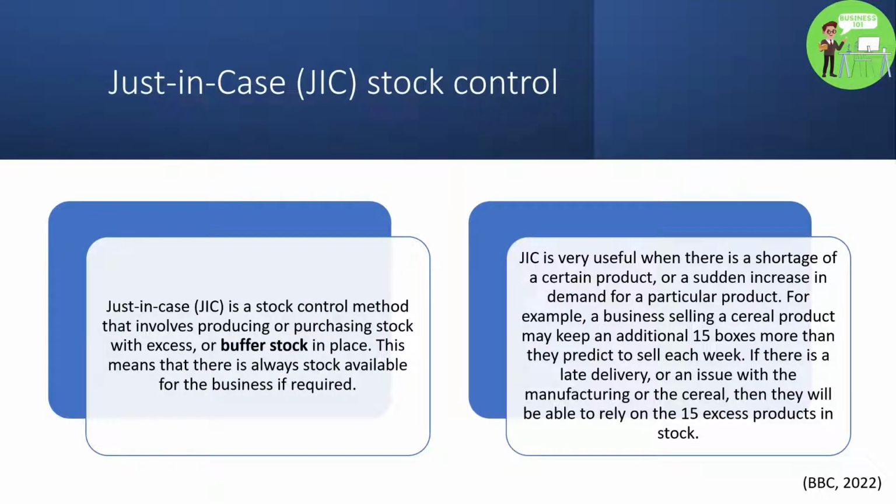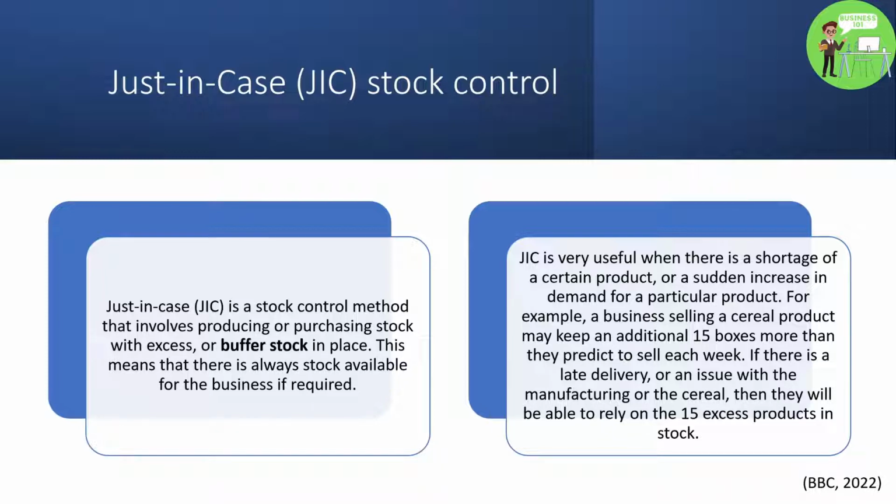Now let's move on to something new. So this is just in case stock control. This is JIC. This is the opposite of JIT. Okay, so just in case is a stock control method that involves producing or purchasing stock with excess or buffer stock in place. Okay, so this means that there is always stock available for the business if they require it.